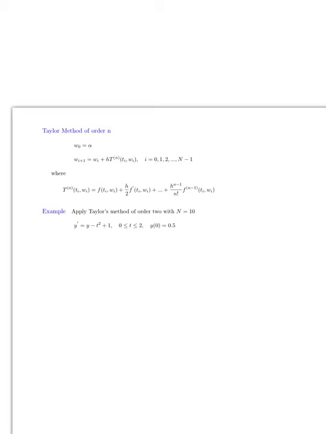All right, let's look at Taylor's method of order n in more detail. This is the difference method right here. Again, this is the initial condition. This is the actual method. W i plus 1 is equal to wi plus h, which is the step size, times T n of ti, wi, where T n is equal to all of this. So depending on which order you want, that's how far along you have to move in the derivatives.